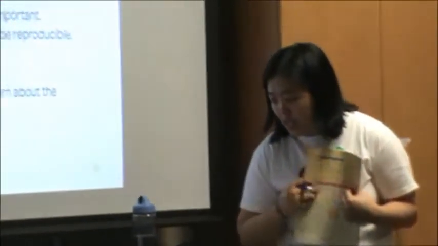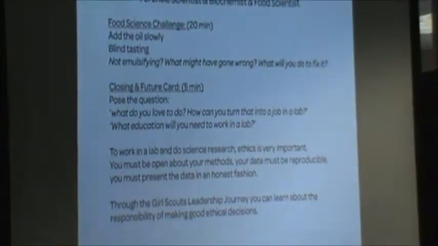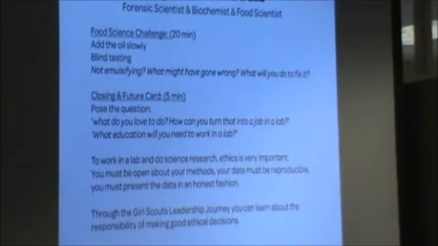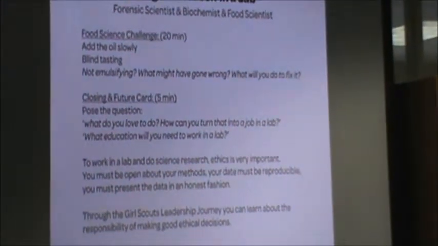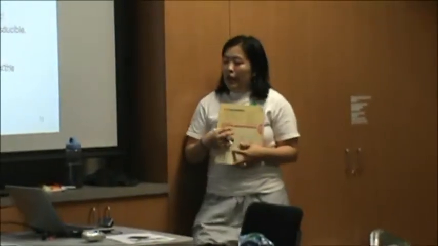One of the tips you should give the girls is that they should add the oil really slowly when they're making the emulsion. If you just pour all of it at once, it's really hard to emulsify. And encourage them to do a blind tasting so that they don't know which one they're picking, because bias gets introduced.